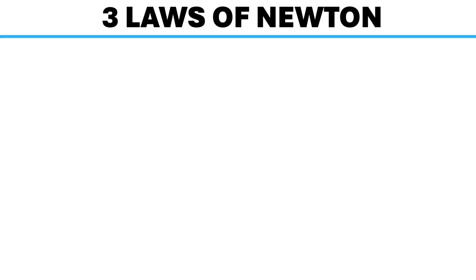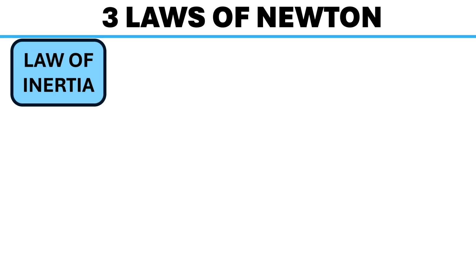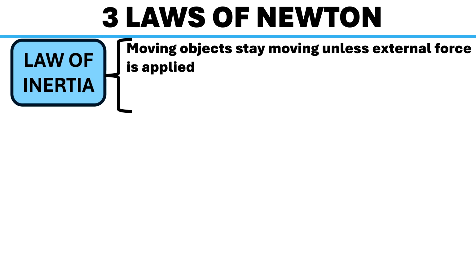Let's have a look at the three laws of Newton, starting with the first law, the law of inertia. This basically states that moving objects will stay moving unless an external force is applied.